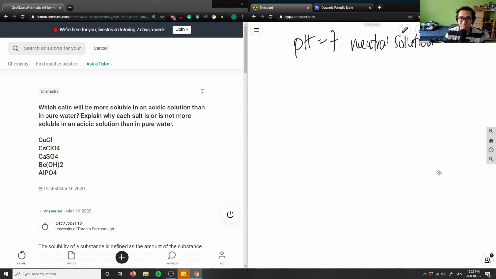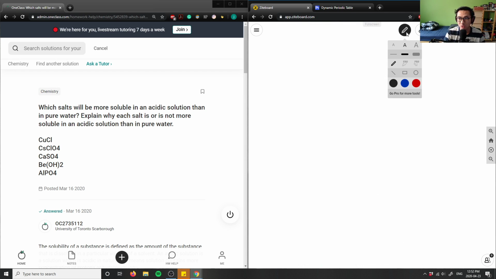This is probably 8 here. Let's do question 8. It says, which salts will be more soluble in acidic solution than pure water? Explain why each salt is not more soluble in acidic than in pure water. All right. So let me write this down first.